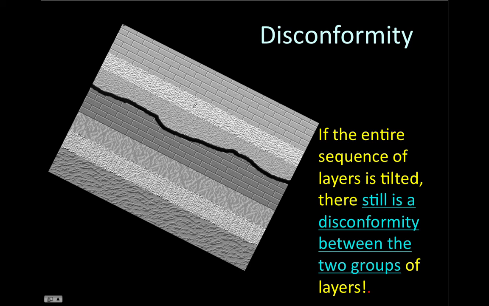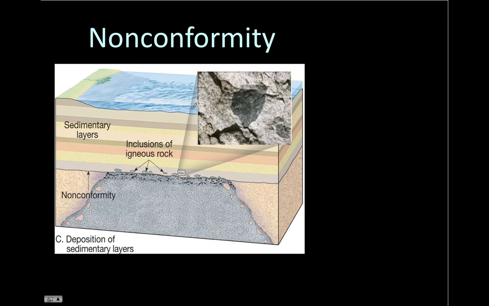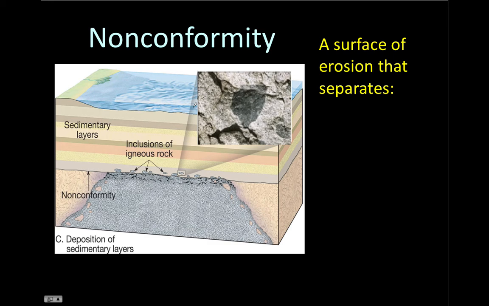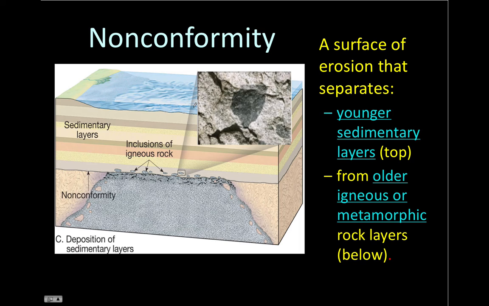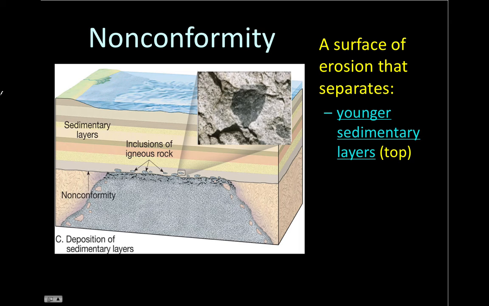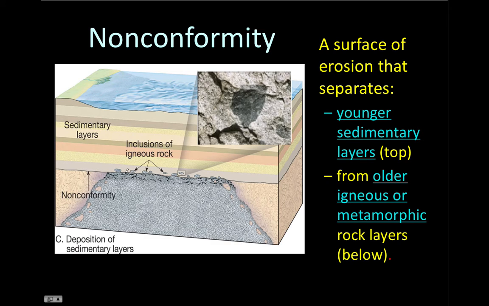Now the last type of unconformity is called a nonconformity. And a nonconformity is a surface of erosion that will separate younger sedimentary layers. So we have sedimentary layers which are positioned on top, which are separated by an erosional surface, and below we have older igneous rocks or metamorphic rock layers. So different from a disconformity and an angular unconformity, a nonconformity actually has igneous or metamorphic rocks and sedimentary layers, where the other two types of unconformities we've just looked at only involve sedimentary layers.